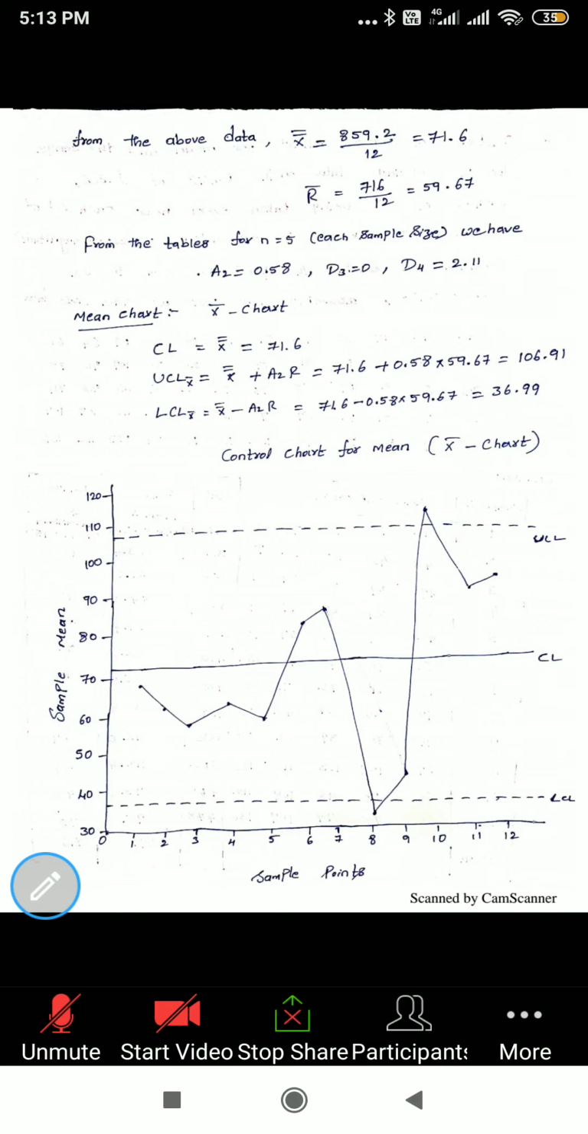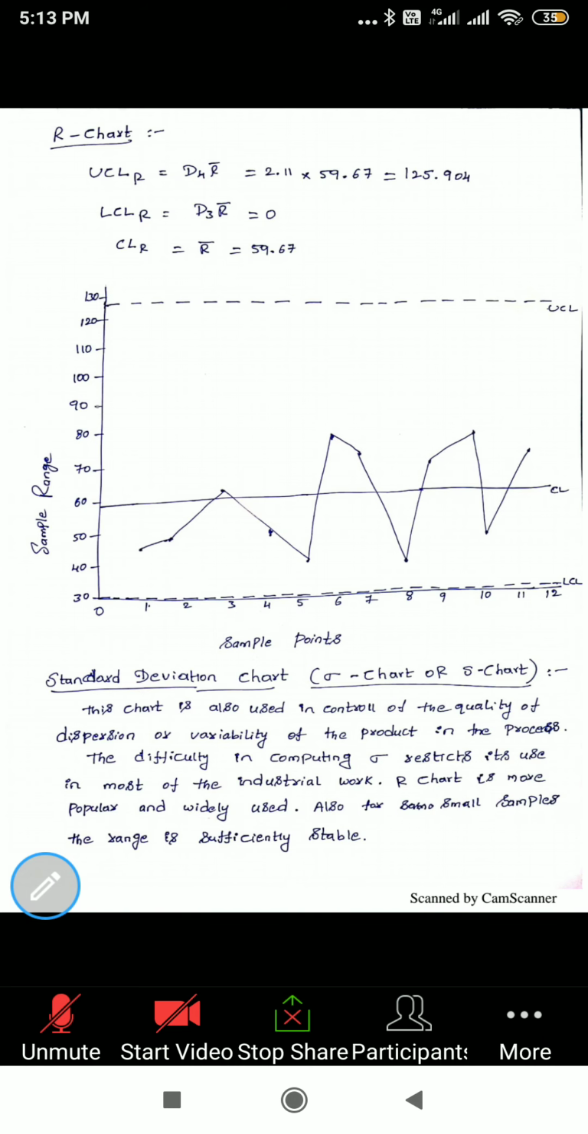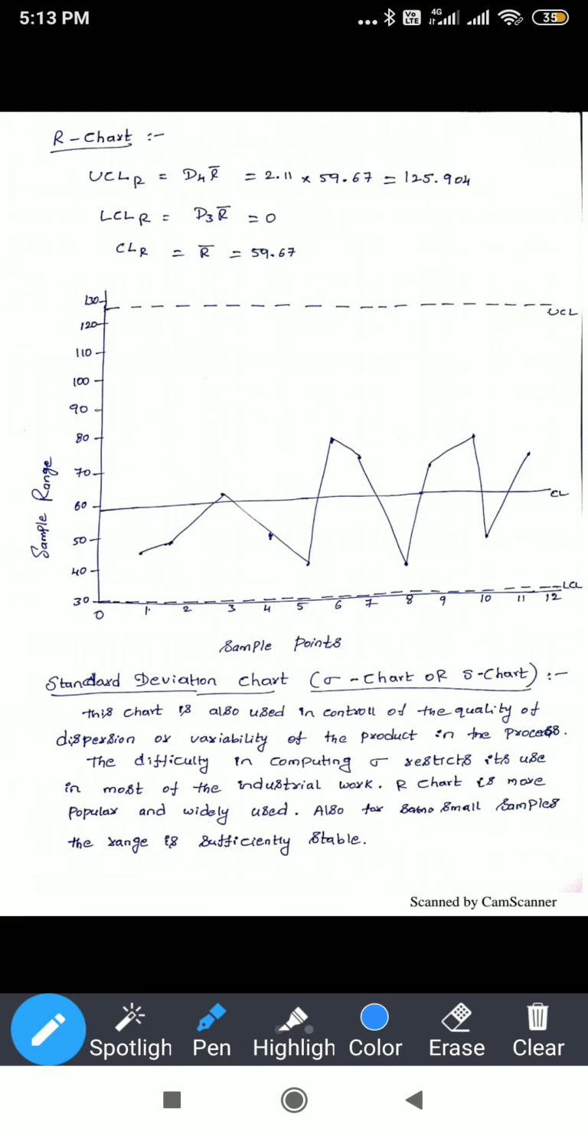Similarly, for the same problem, we are going to use the R chart. R bar we have already calculated. From these formulas for LCL and UCL, the UCL value you got is 125.9, and D3 is 0, and this is the central line, that is R bar. So come to the graph.